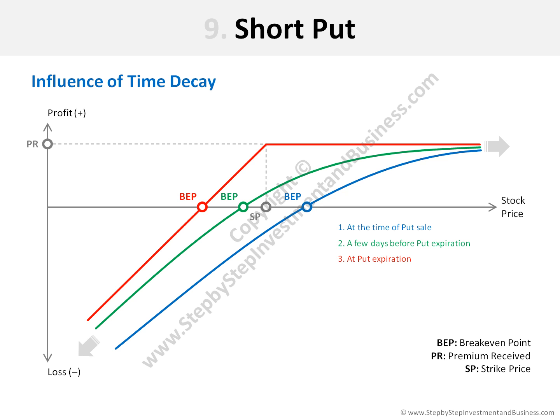We can see that as time passes, the value of the break-even point decreases. Notice how it moves to the left. And as the value of the break-even point decreases, the range of prices for which we are in a profitable situation increases. Therefore, in this case, time decay helps the position.